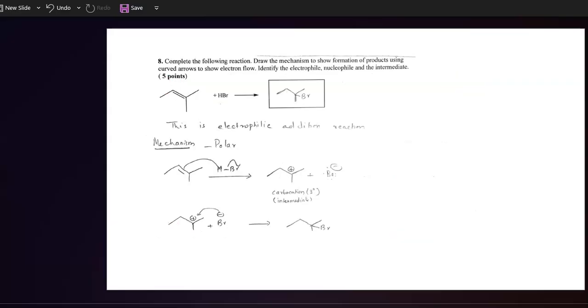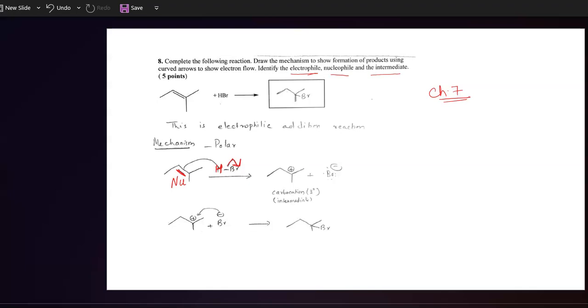Next question is again from chapter 7, a polar mechanism. A reaction is given of an alkene with HBr. This is an electrophilic addition reaction. It also asks you to identify the electrophile, nucleophile, and the intermediate. So in this case, our nucleophile is actually the double bond. Okay, it's the pi electrons on the double bond that are going to be nucleophilic, and your electrophile here is this hydrogen, because bromine pulls off the electron due to the higher electronegativity of bromine.